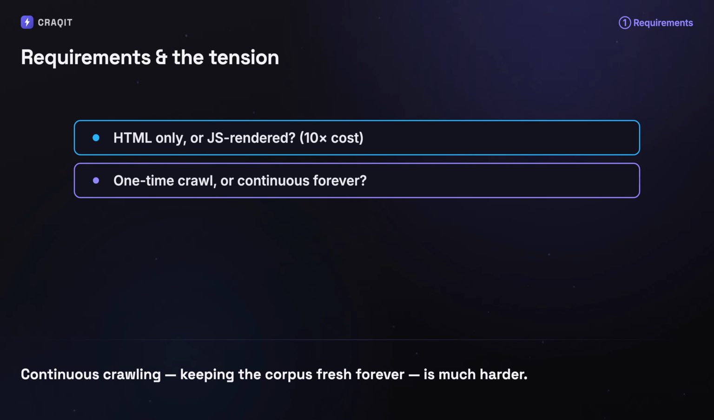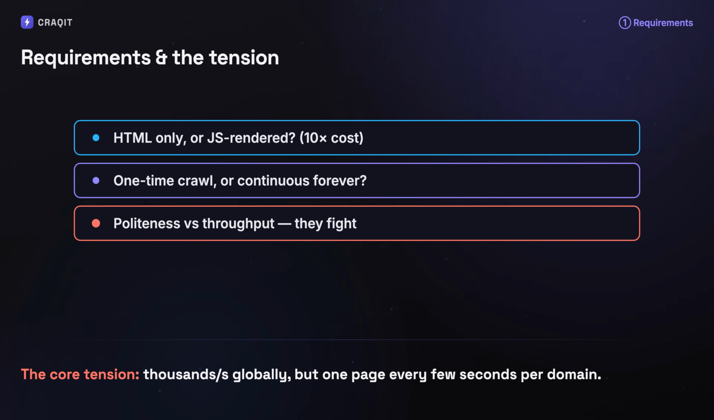Now the constraint that shapes everything, and you must say it out loud: politeness and throughput pull in opposite directions. You want thousands of pages per second globally, but you may hit any single domain only once every few seconds. High global throughput, low per domain throughput, those 2 facts fight each other, and resolving that fight is the entire frontier design.